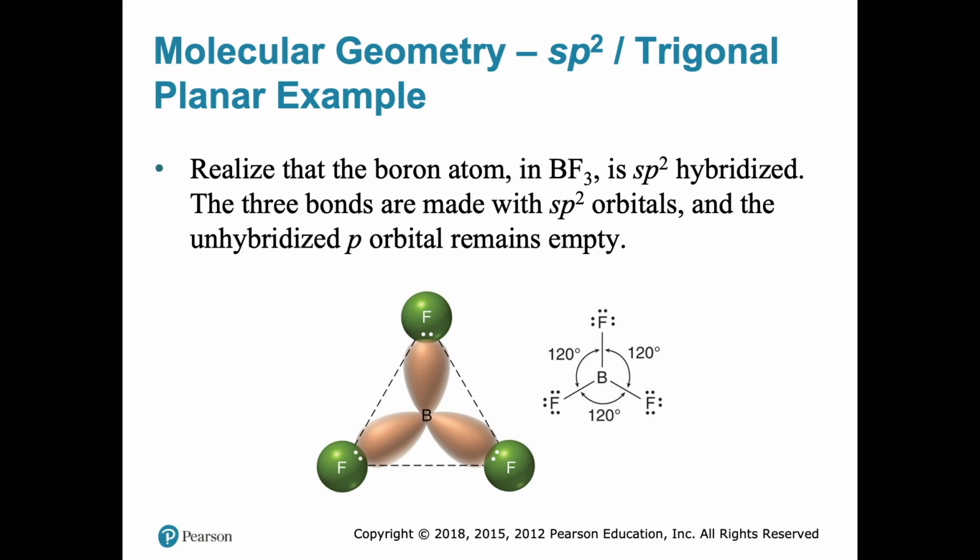Yeah, see, this next slide literally says what you were asking right here, right? Realize that the boron atom in boron trifluoride is sp2 hybridized. There are 3 bonds made of sp2 orbitals, and the unhybridized p orbital is empty, meaning no electrons in that p orbital. That's why it's not trigonal pyramidal.